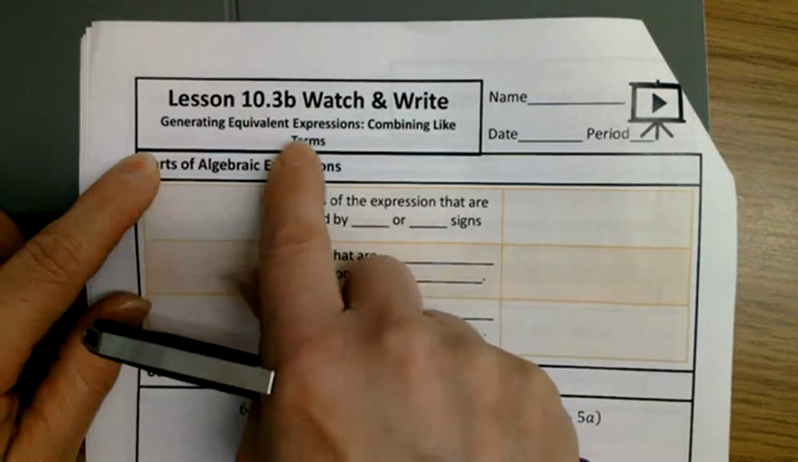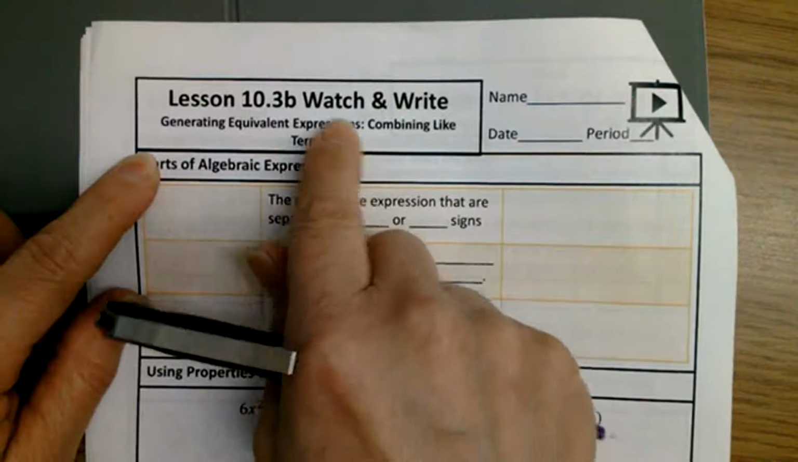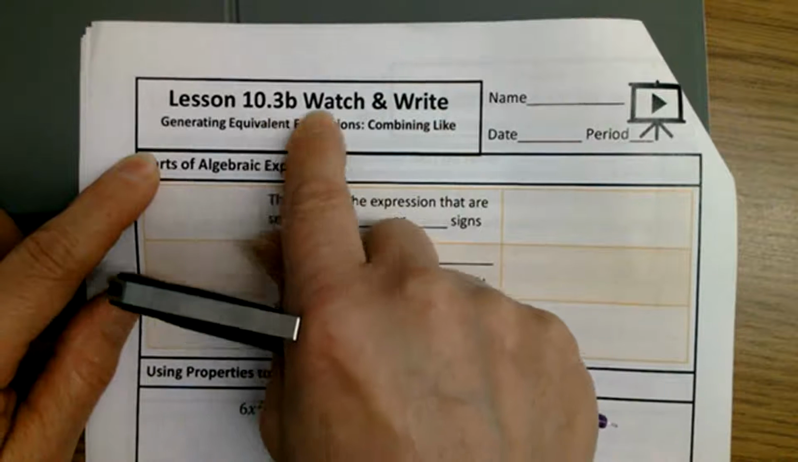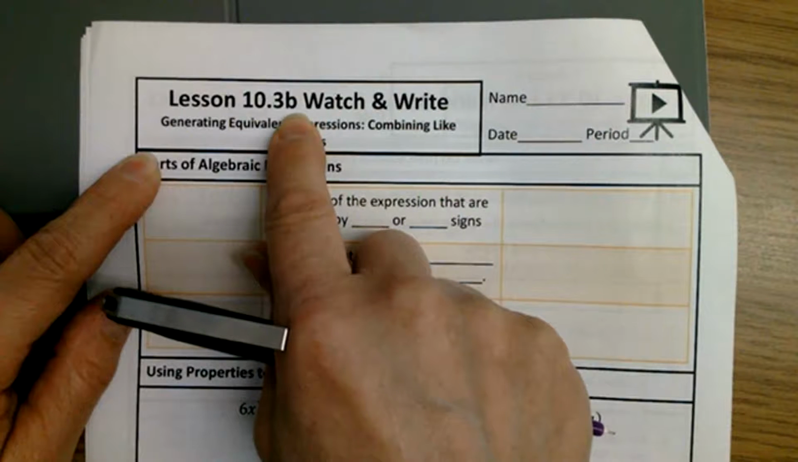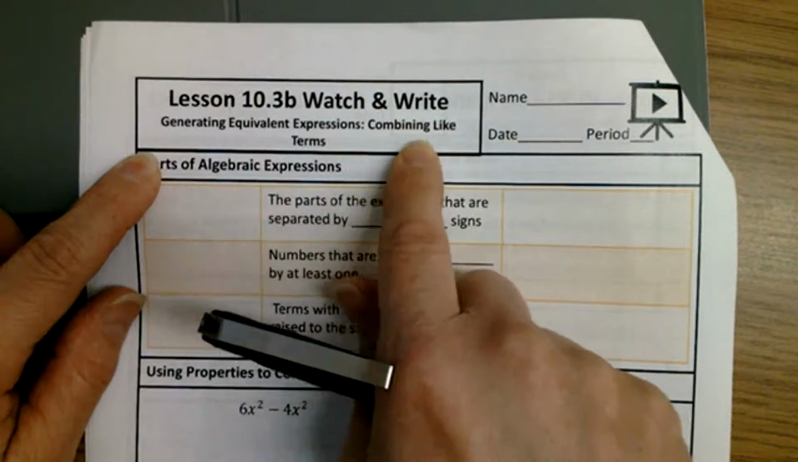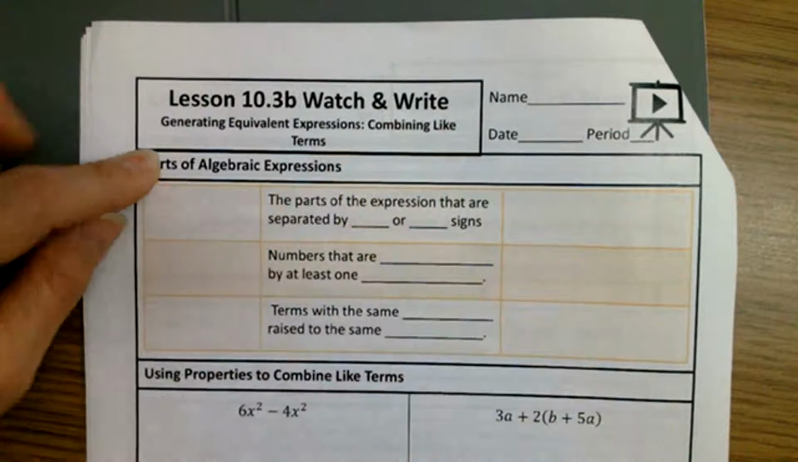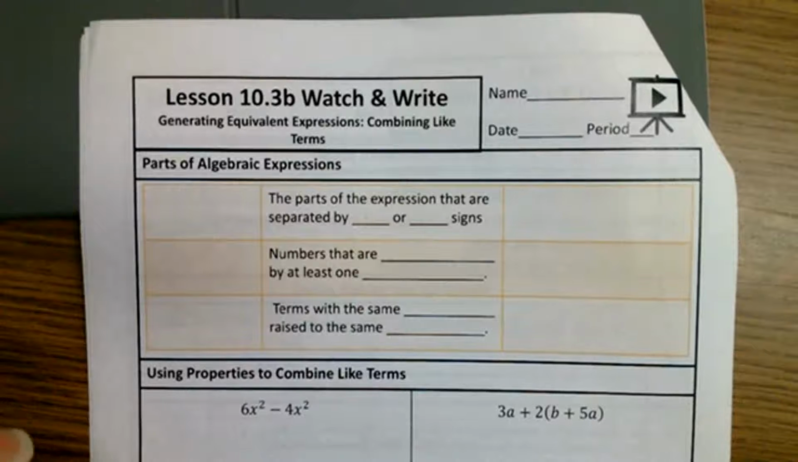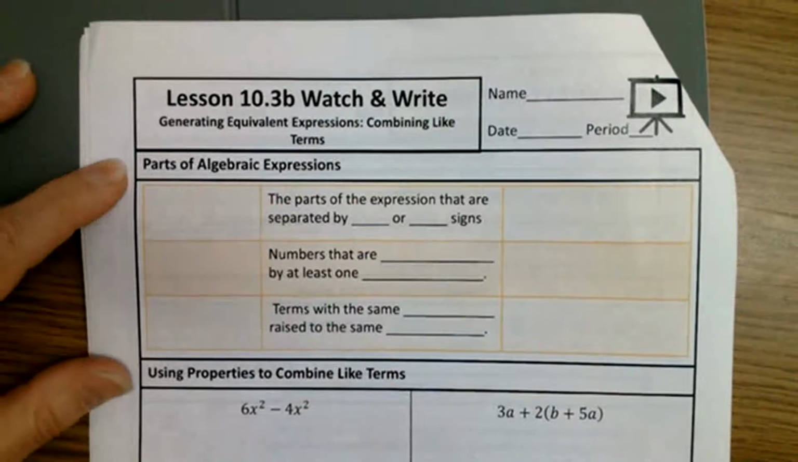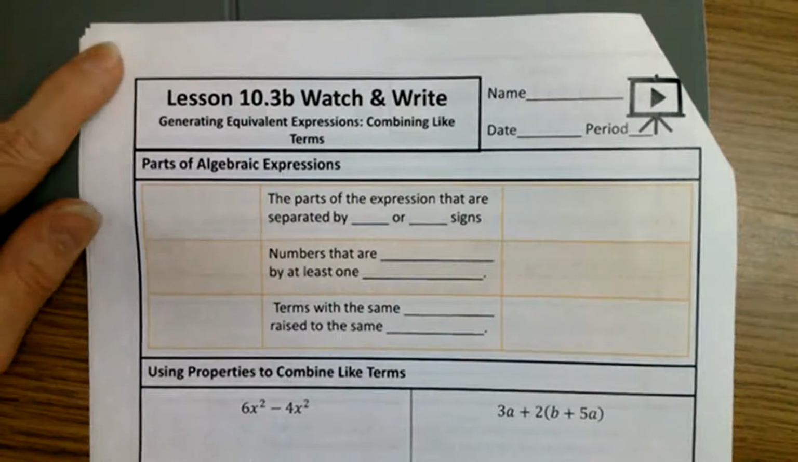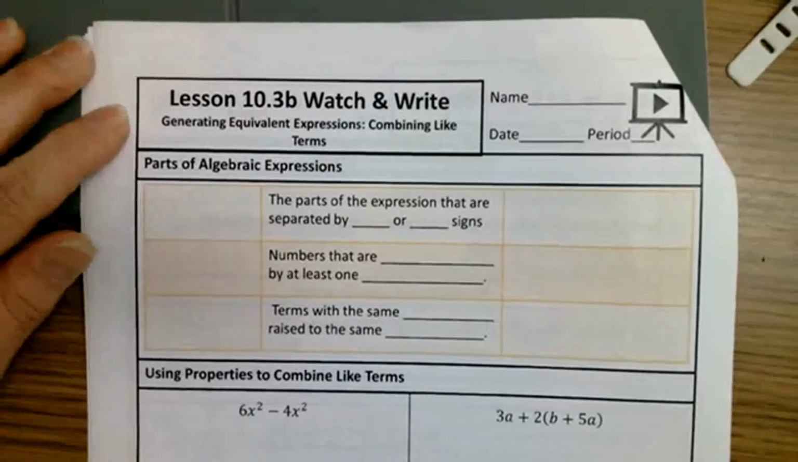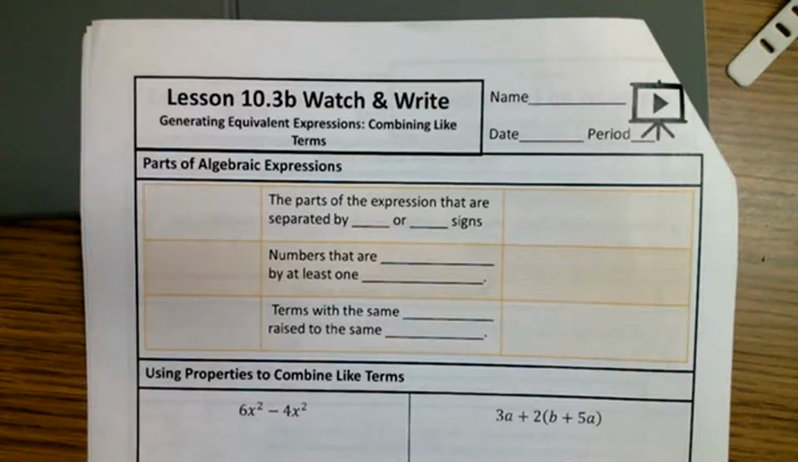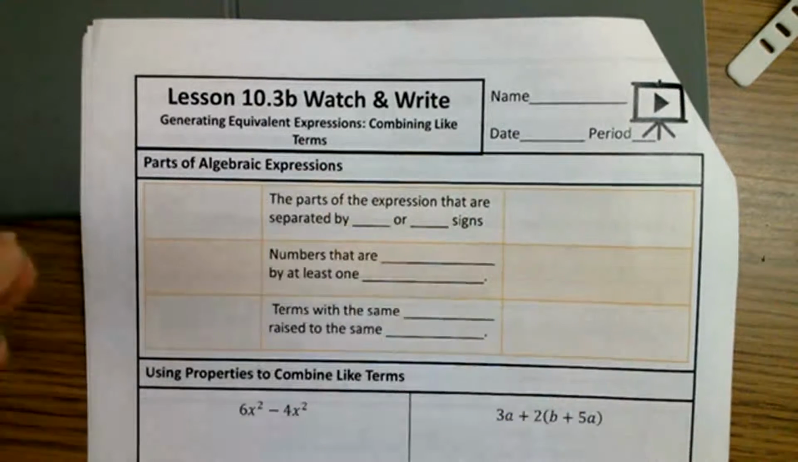So we are still generating equivalent expressions, still lesson 10.3, but the second half of this lesson, lesson B, is combining like terms. This is a very important lesson, so I want you to do a lot of practice on this, okay? First, let's talk about the parts of an algebraic expression. It's important to know these words so that you know what you are combining. When it says combine like terms, you need to know what that means.